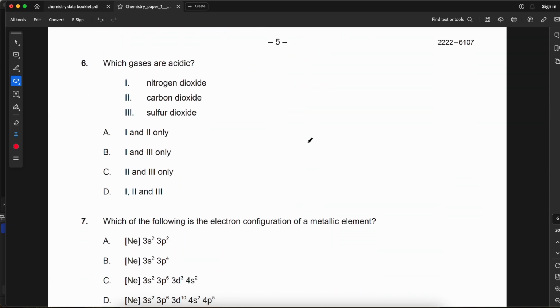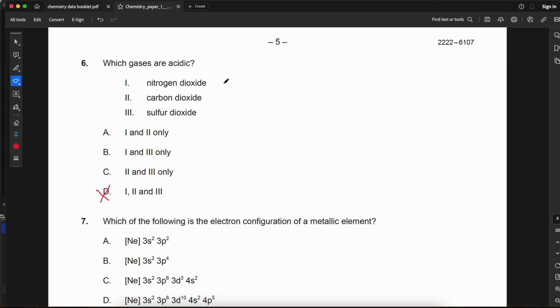Which gases are acidic? Nitrogen dioxide, carbon dioxide, sulfur dioxide. Okay, so without doing a reaction, actually you will know all of them are acidic. Carbon dioxide will produce H2CO3 if it reacts with water, and then sulfur dioxide is a non-metal oxide, and nitrogen dioxide is also a non-metal oxide. So non-metal oxides will produce acid, and CO2 also causes acid deposition. So 1, 2, 3 will be acidic gases.